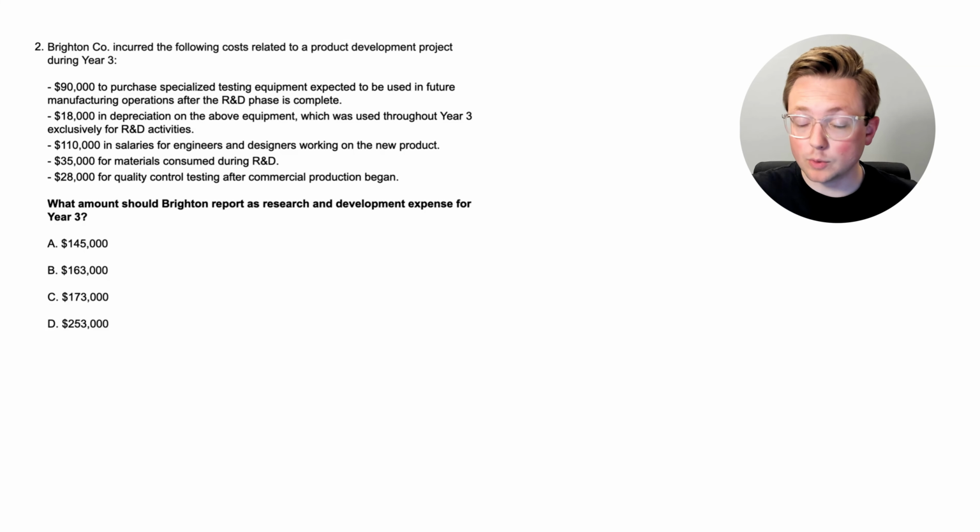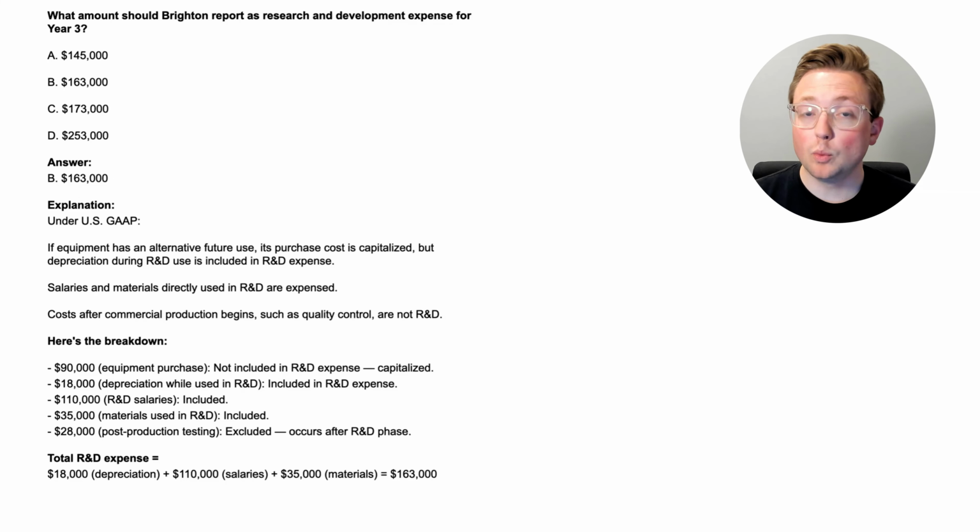We learned a little bit about this in question 1, so you might have a little bit of an idea, but if you still don't really know, that's okay. We are using this question as well to learn. So let's go ahead and dive into the explanation together. Okay, here we are. The answer is B, $163,000. That is the amount that is going to be considered R&D expense in this situation.